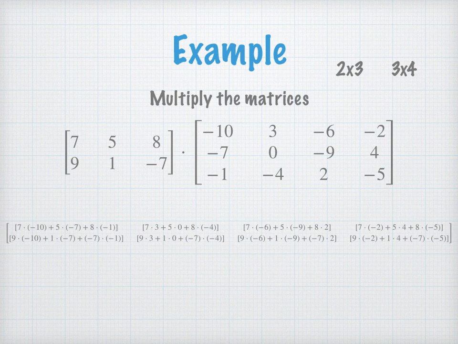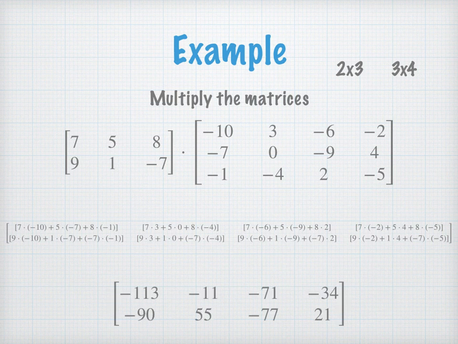But I'm taking my first row, 7, 5, and 8, and I'm multiplying it position-wise with the first column, -10, -7, -1. So I'm taking 7 times -10, 5 times -7, and 8 times -1. I'm going to add all of those together, and that would give me my answer for that first position. So when we add them together, we'd have negative 113.